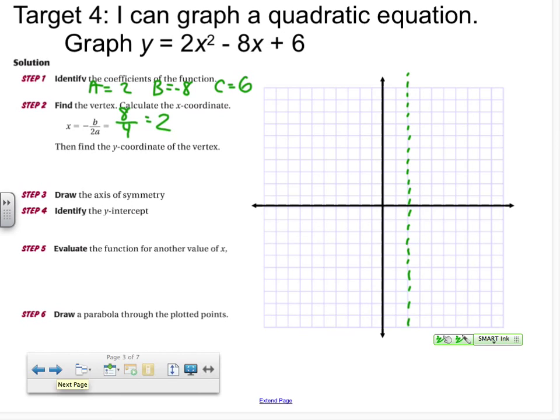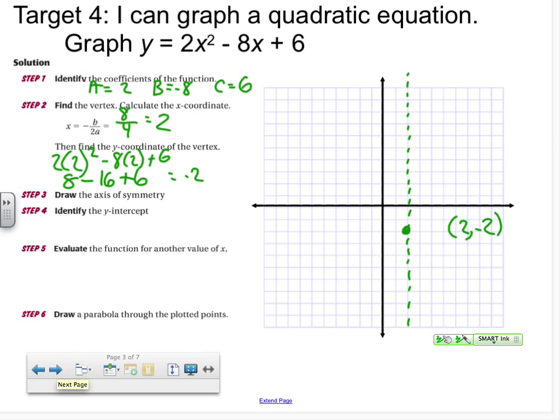Okay, and we can plug and chug to find out the y-coordinate of the vertex. 2 times 2 squared minus 8 times 2 plus 6, okay? 2 times 2 squared is 4, times 2 is 8, minus 16 plus 6. 8 minus 16 is negative 8, plus 6 is negative 2. So our vertex is at 2, negative 2. We can tell that by the manipulation.